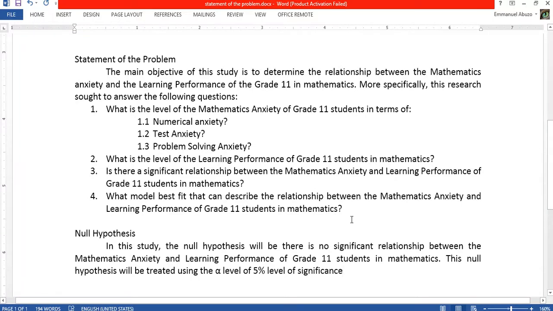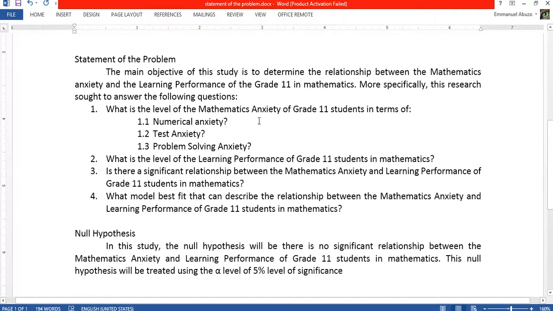Now let's go back to this statement of the problem. Here, the first two statements of the problem are just talking about the level of the mathematics anxiety and the level of learning performance. This means that these first two statements of the problem are just describing the mathematics anxiety itself and the learning performance of grade 11 students.